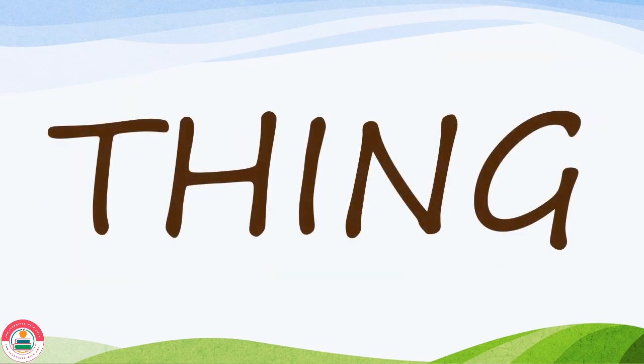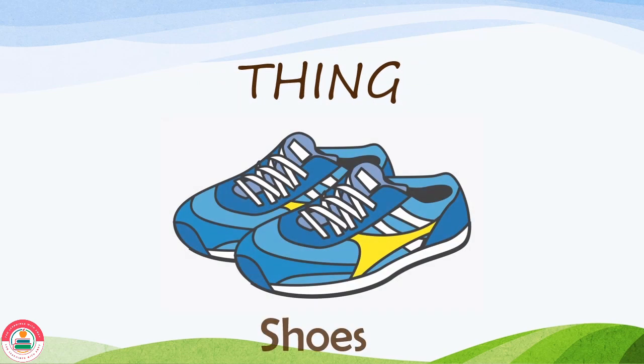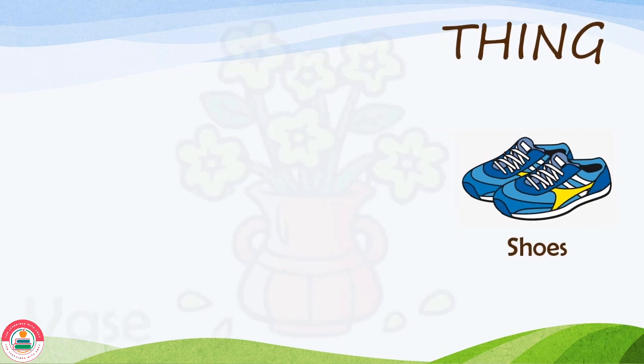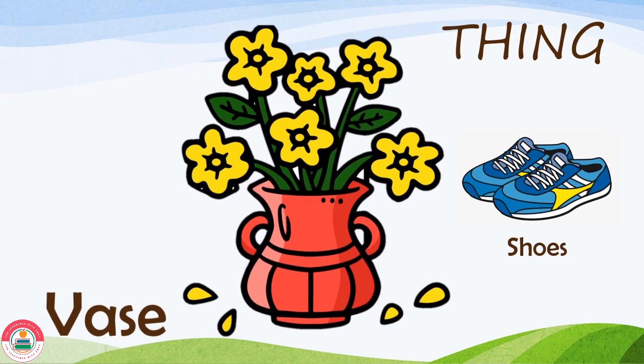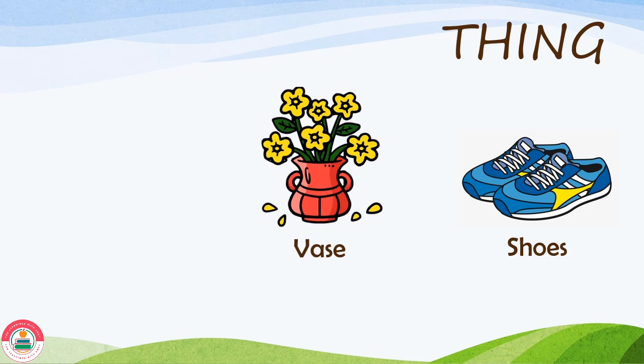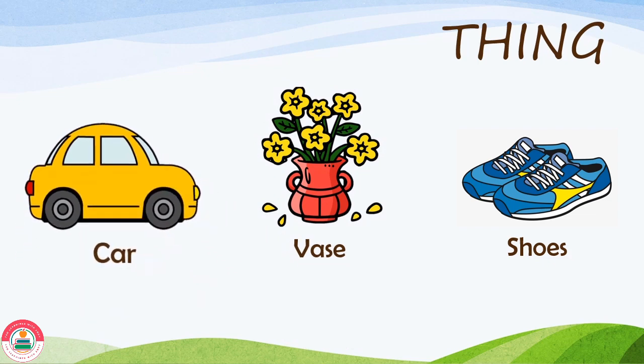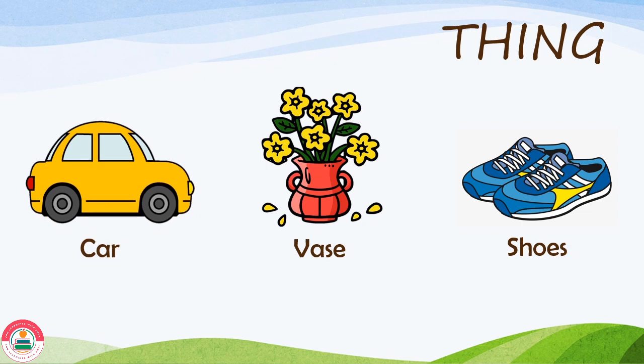Names of things. Shoes, vase, and car are names of different things.